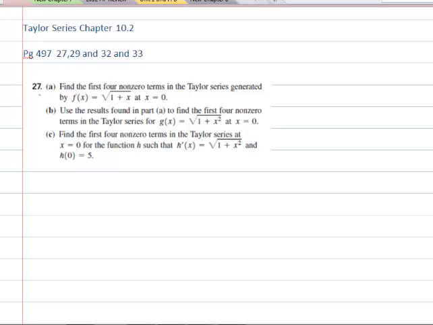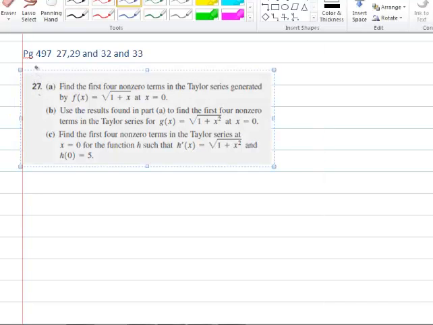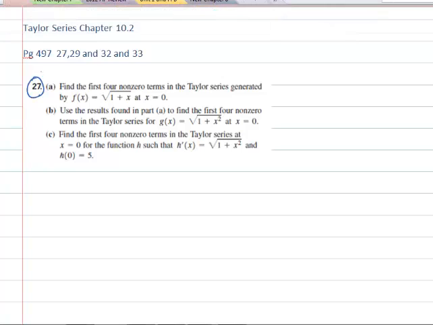So here we go. In number 27, the problem wants us to generate the first four non-zero terms of the Taylor series generated by this function, the square root of 1 plus x. Now if this was a function that was on our chart, we could just use that Maclaurin table, but since it isn't, we're going to have to generate it from scratch.